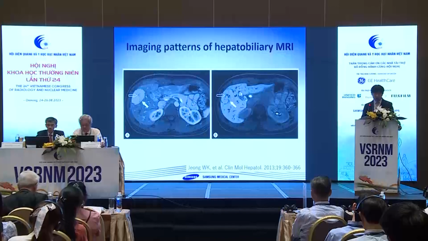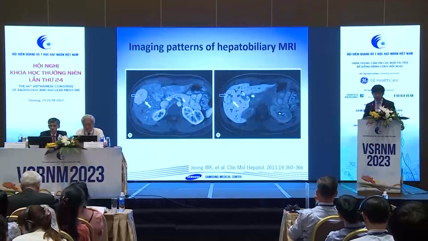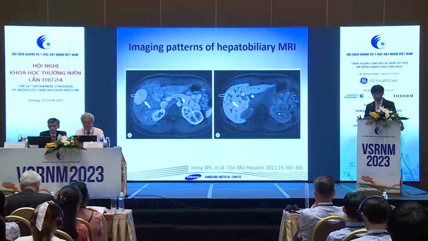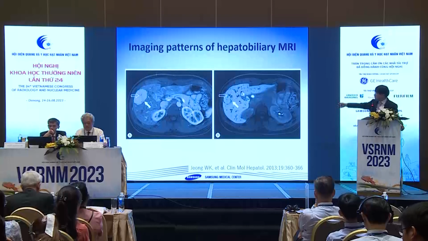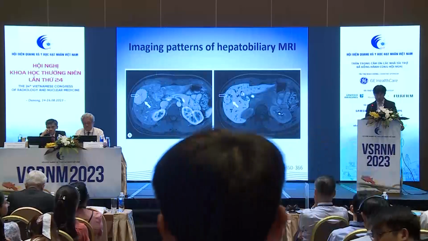The next one is another tumor. It is also well enhanced in the right liver on the arterial phase, but the hepatobiliary phase did not show the washout. It's different. What do you think this tumor is? Actually, this tumor is focal nodular hyperplasia. It's not HCC.